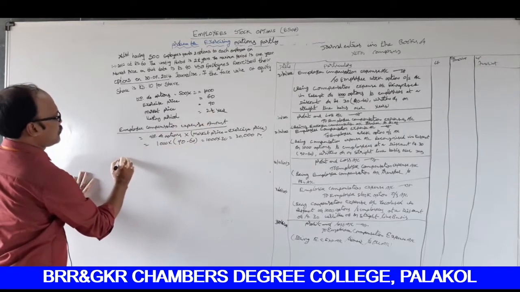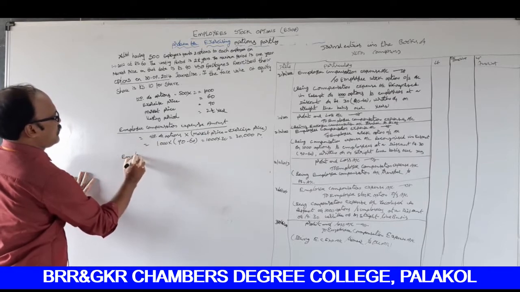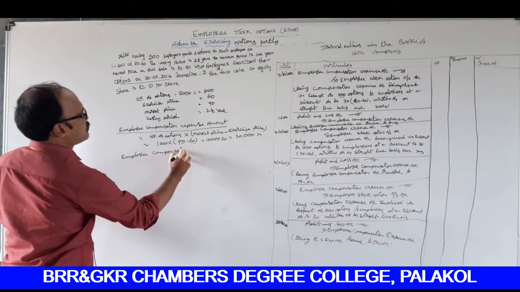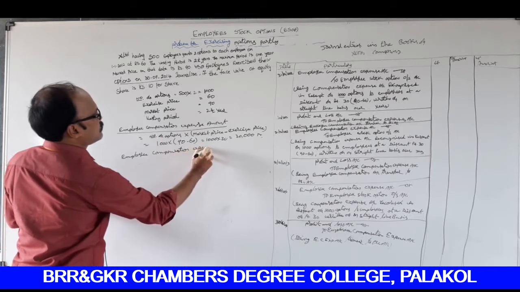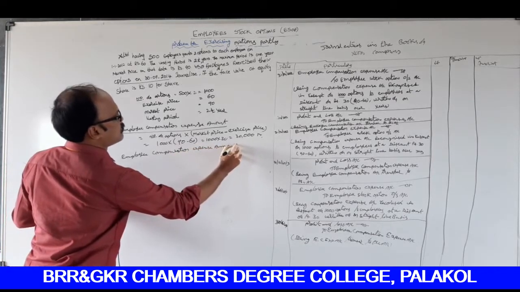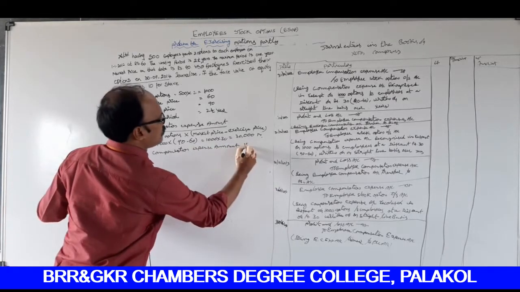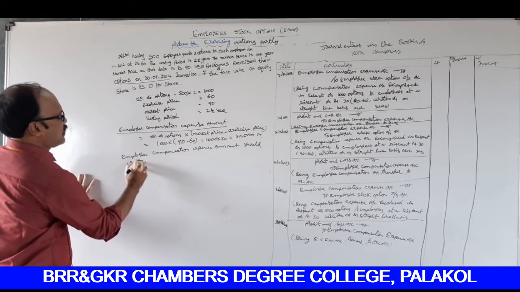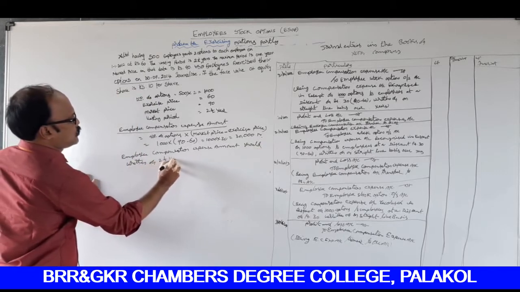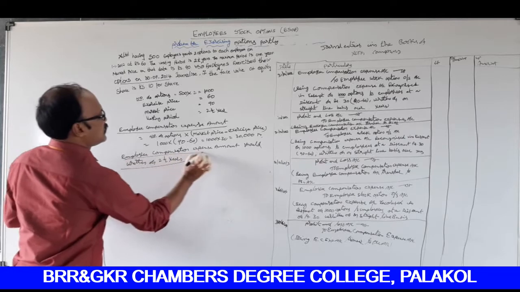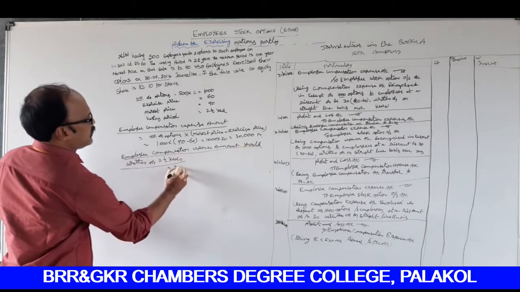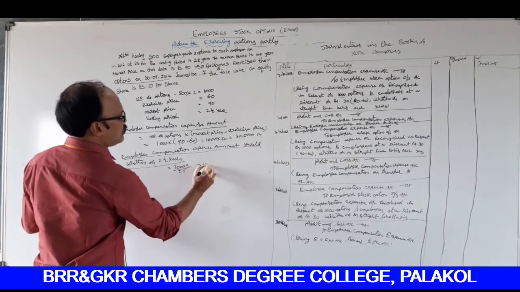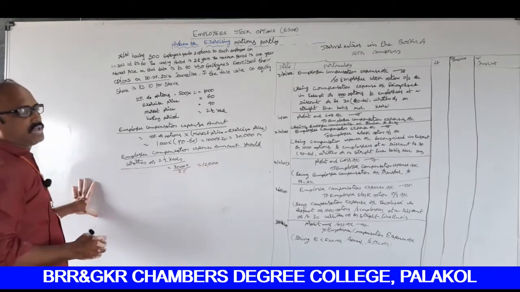So the employee compensation expense amount should be written off over 2.5 years, that is 30,000 divided by 2.5. How much amount is written off yearly?